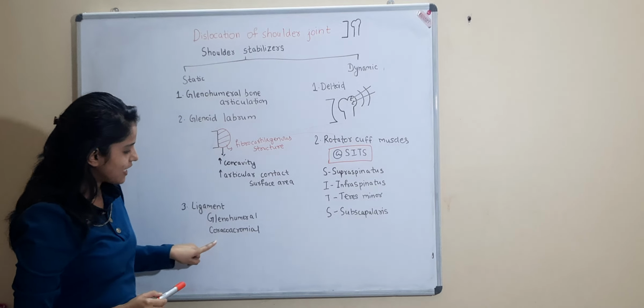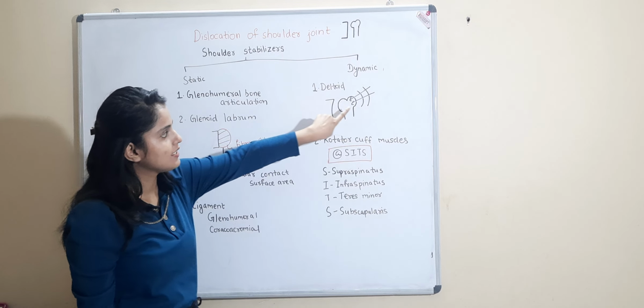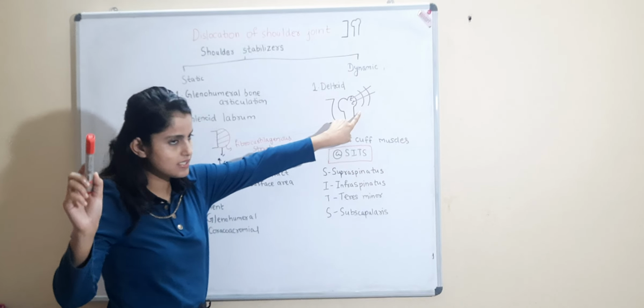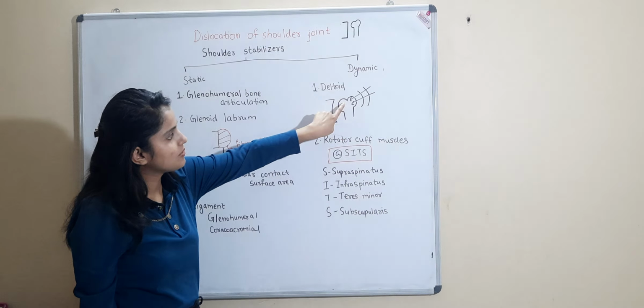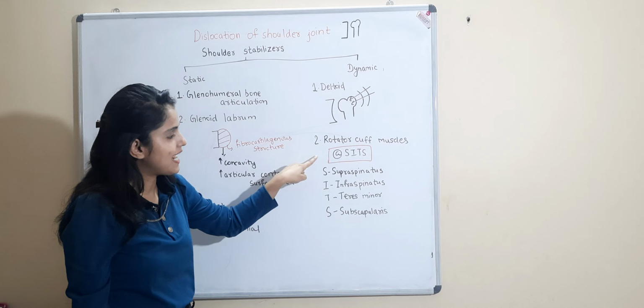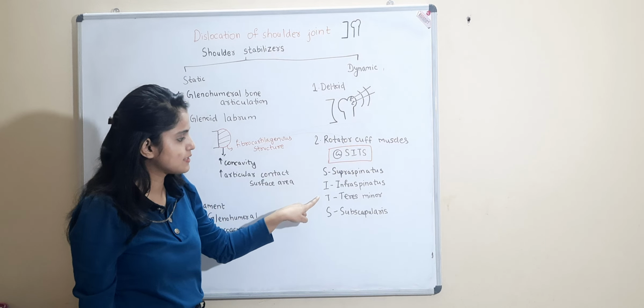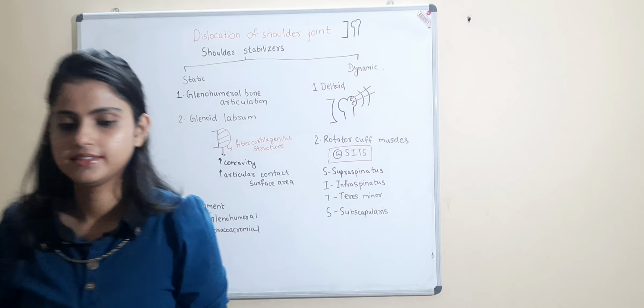Ligament, glenohumeral and coracoacromial ligament. And in dynamic there is deltoid muscles. When the deltoid muscles perform abduction, it pushes the humeral head into the glenoid. Rotator cuff muscles. At the red seats, this is the mnemonic, supraspinatus, infraspinatus, teres minor and subscapularis.